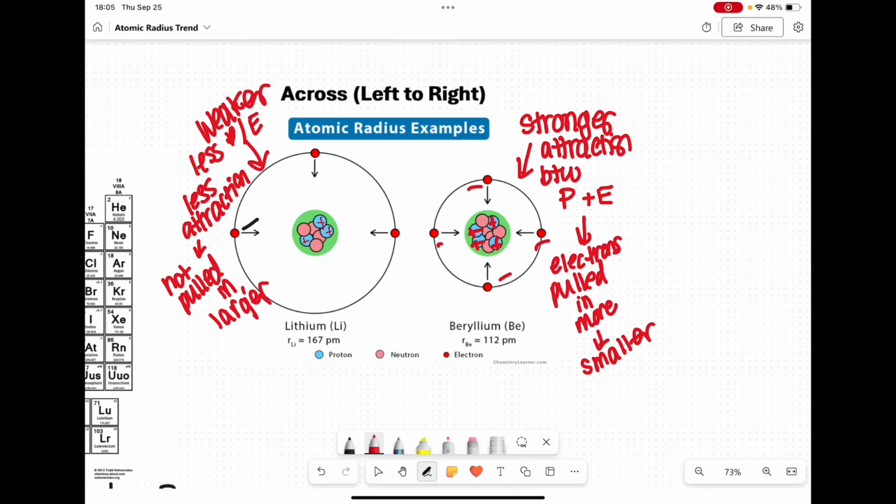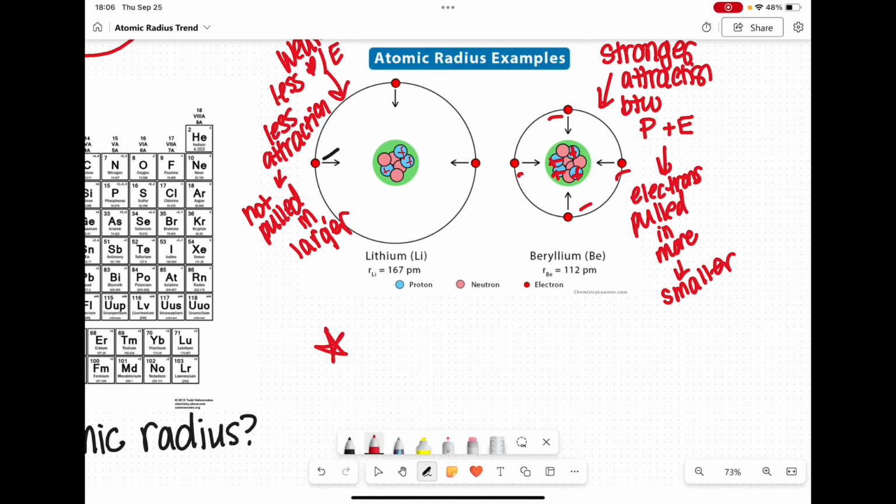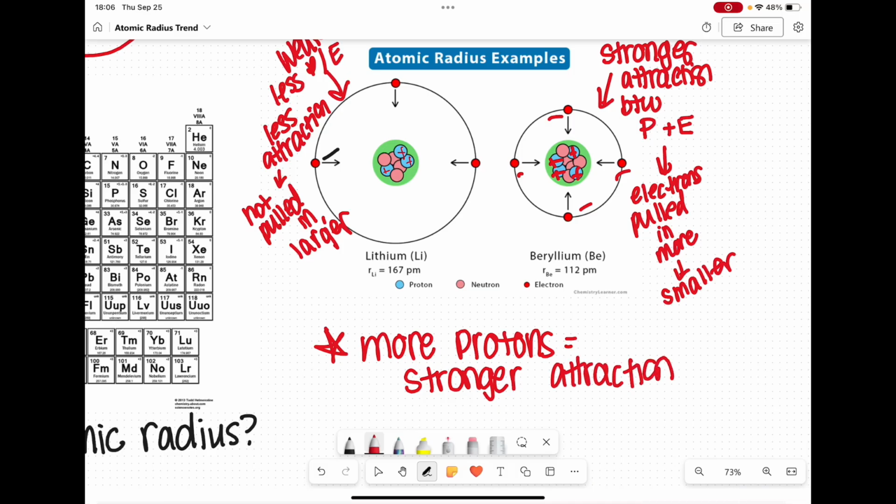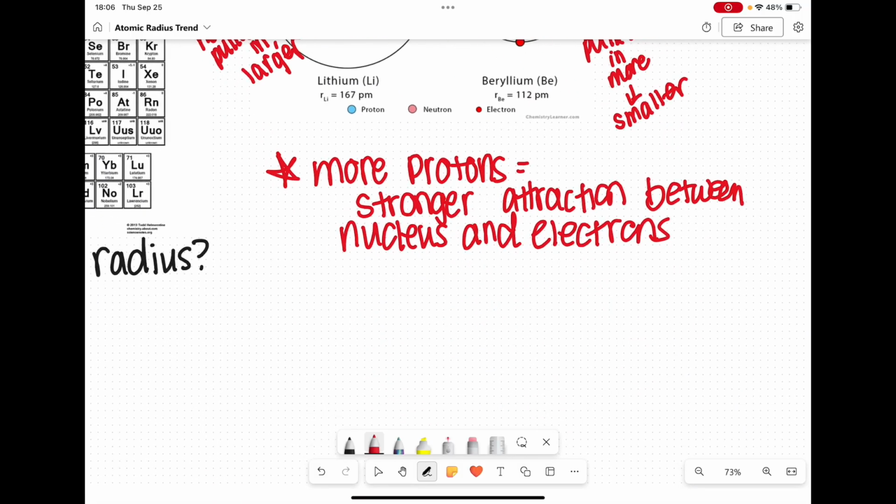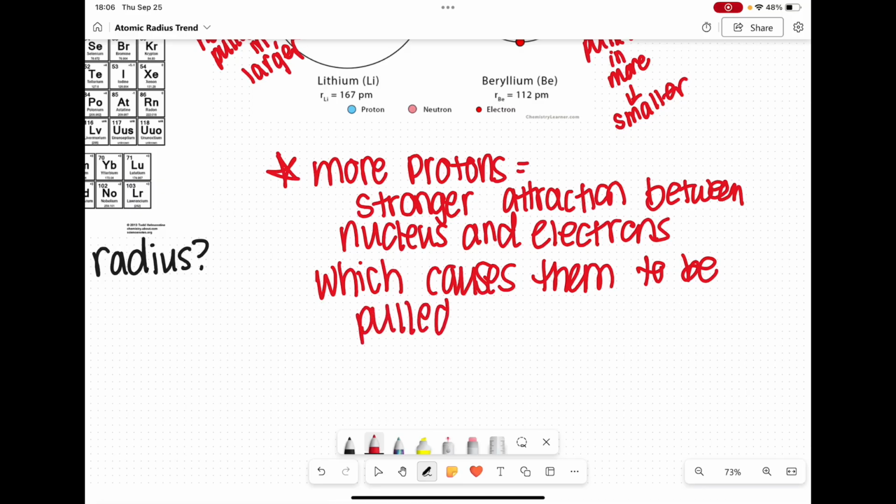So the key point to this is that more protons means there's a stronger attraction between the nucleus and the electrons, which causes them to be pulled in more, making the atomic radius decrease.